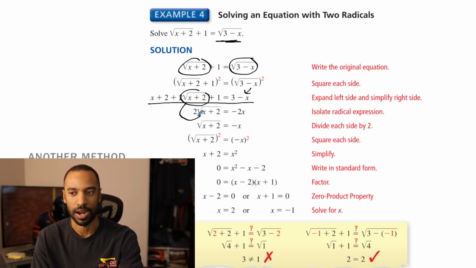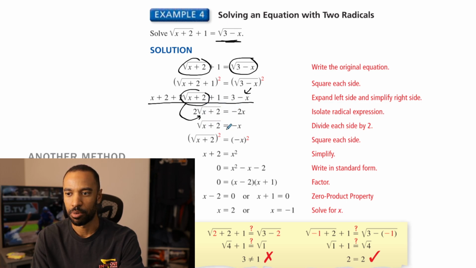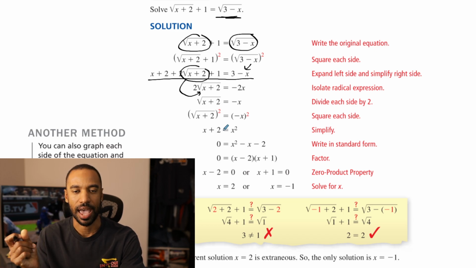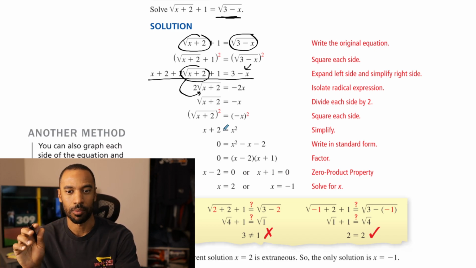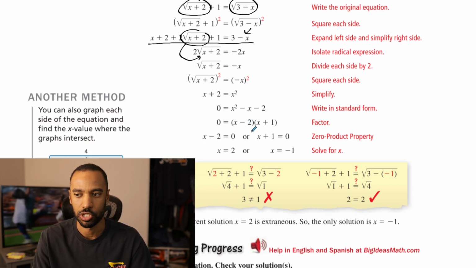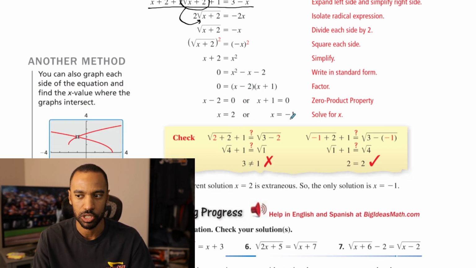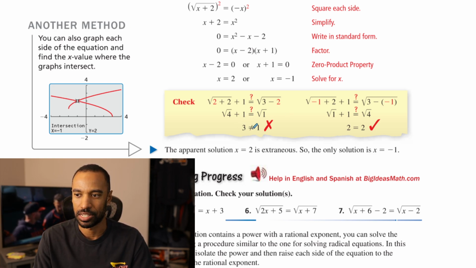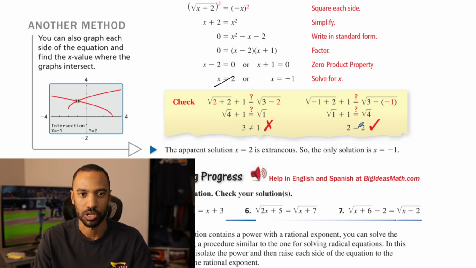We isolate this radical. We subtract 1, we subtract 2, we subtract x, and then we divide both sides by 2, and then we get this by itself to square both sides again. Boom. Now we're in our right state of mind. Square both sides, we get a quadratic. We solve this quadratic, zero product property, and we get 2 and -1. Double check them, and we get an extraneous solution on 2. -1 seems to work just fine.